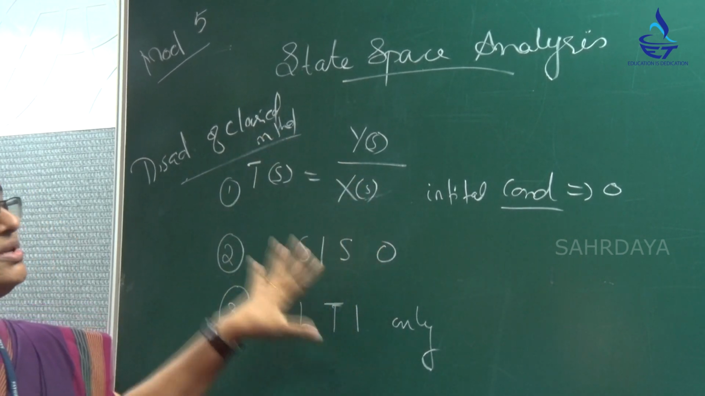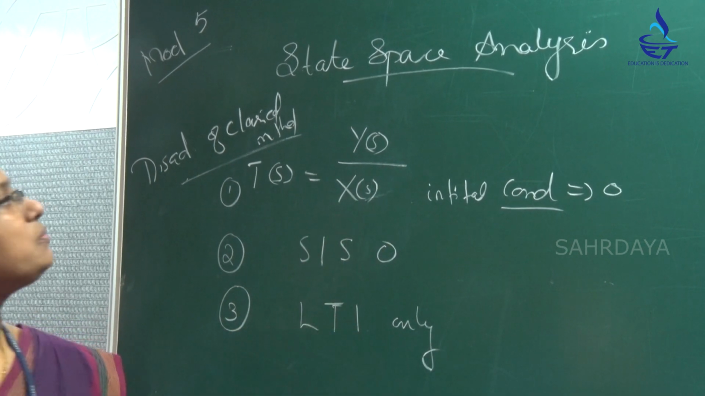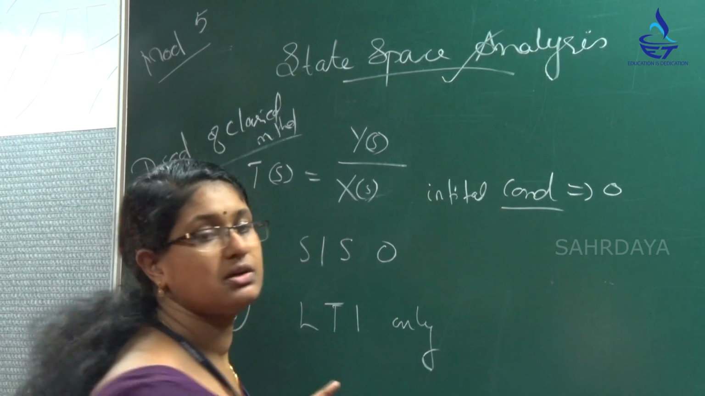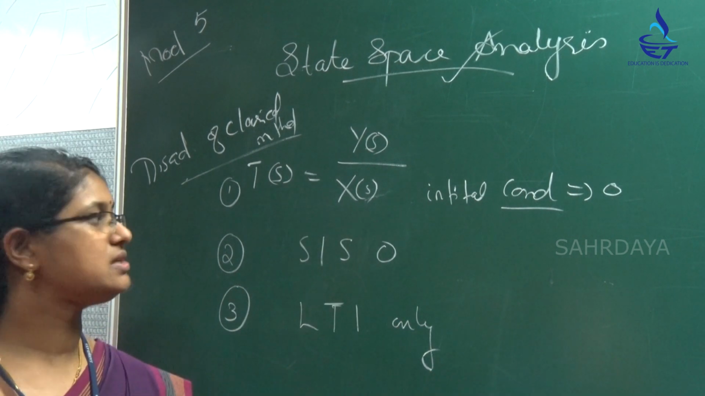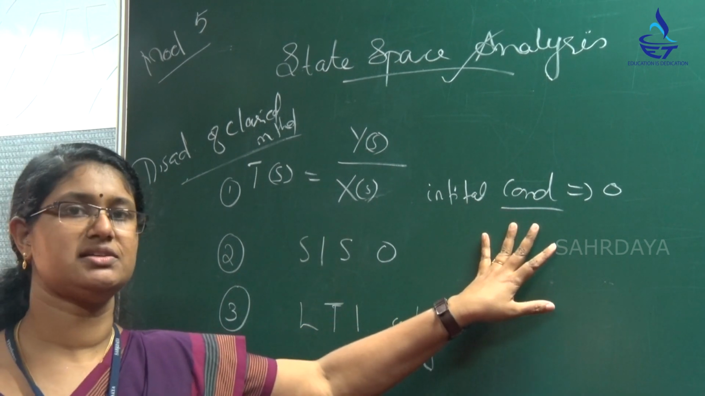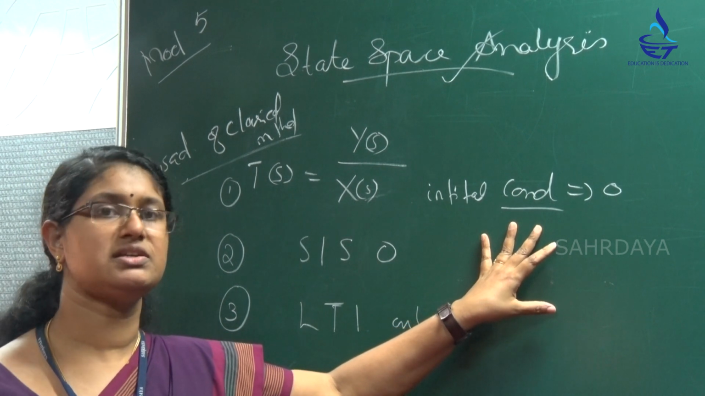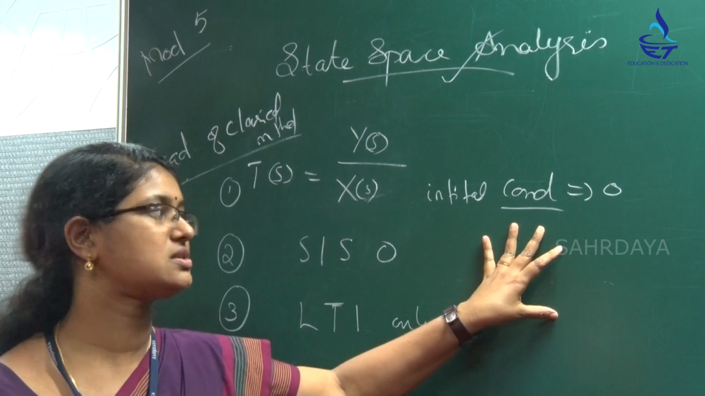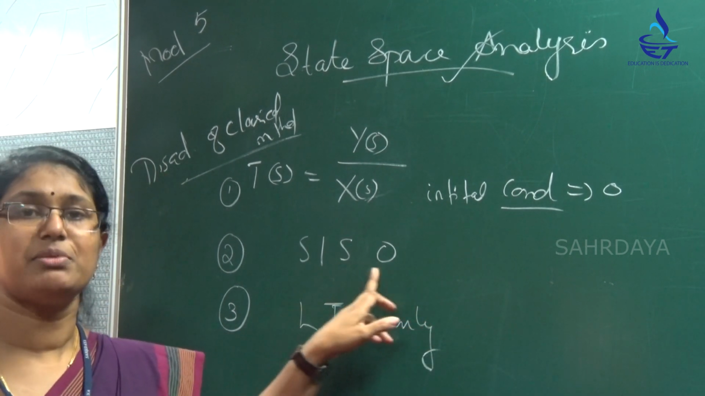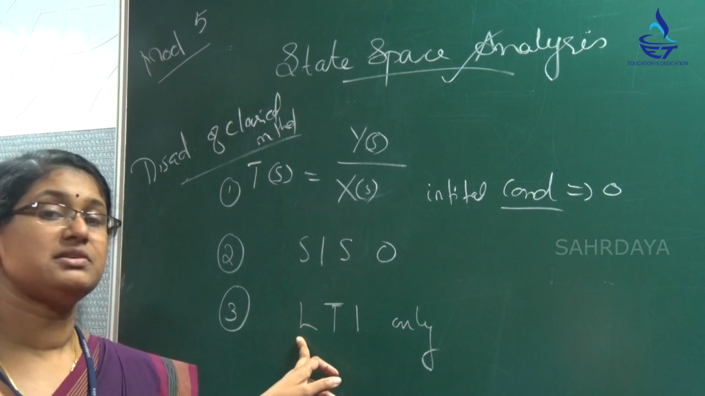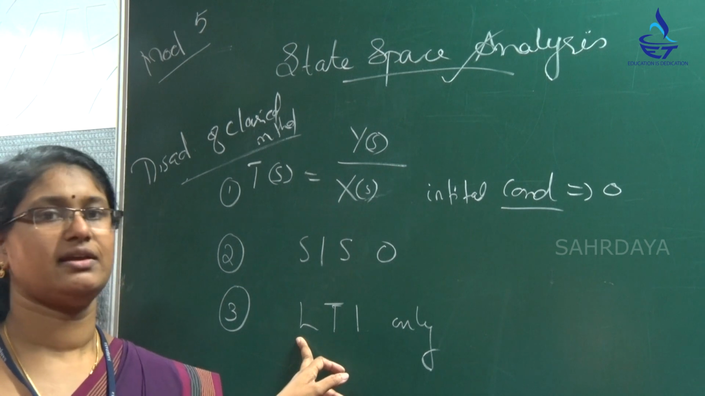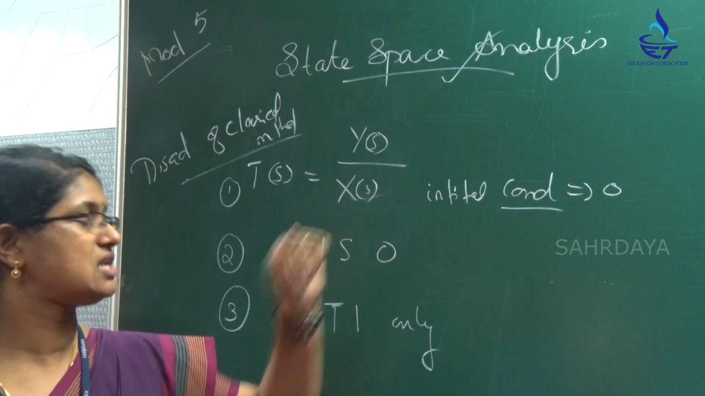In order to compensate for all these disadvantages, we depend on the state space method of system analysis. In the state space method, we are not assuming the initial conditions are 0. If there are initial conditions, we can accommodate them in the system model, and you can take care of multiple inputs and multiple outputs. And if the system is non-linear, obviously you can take care of those systems in a state space model.